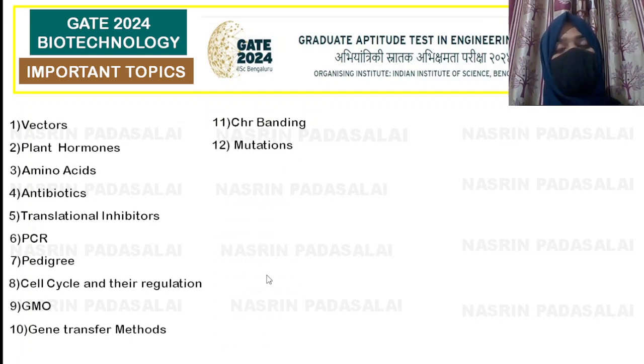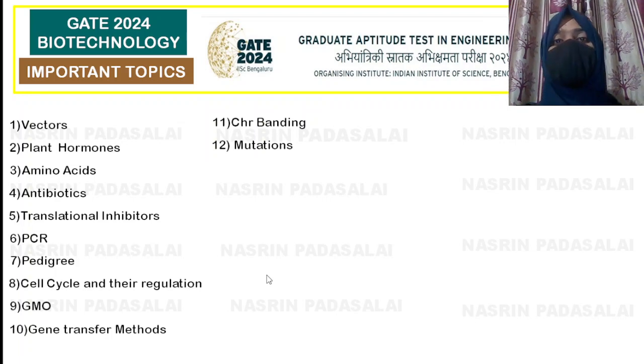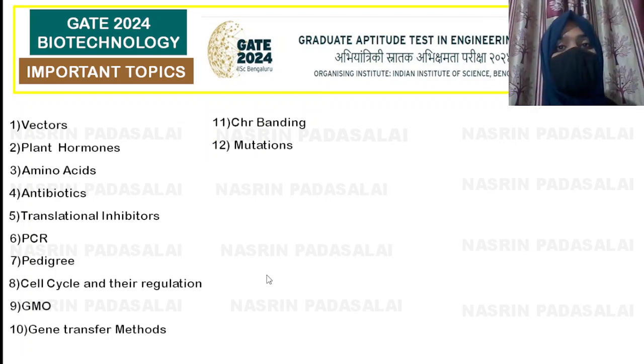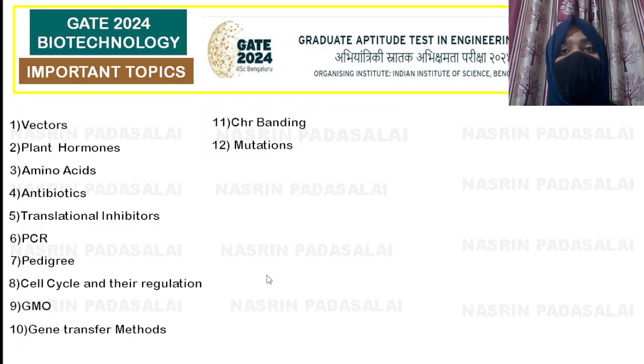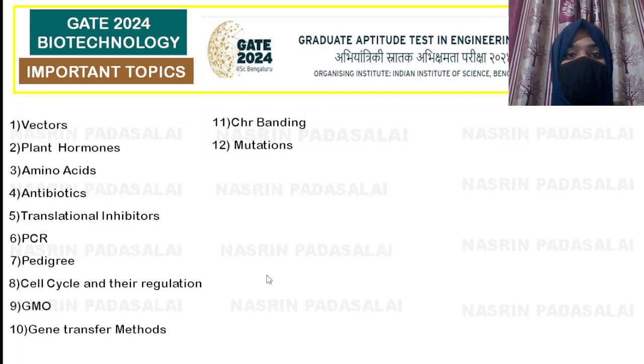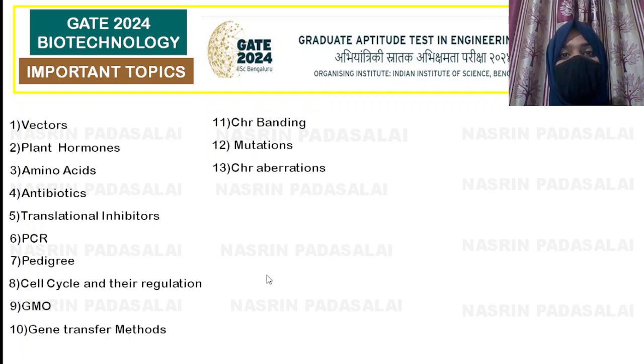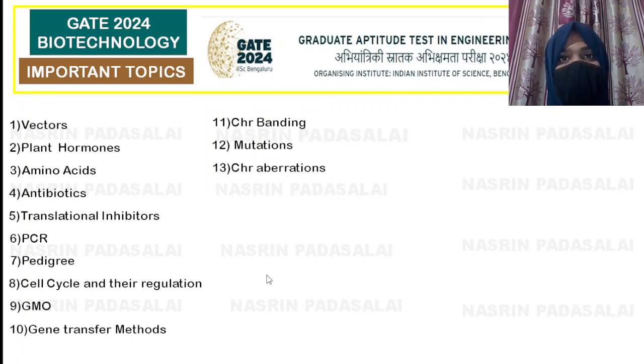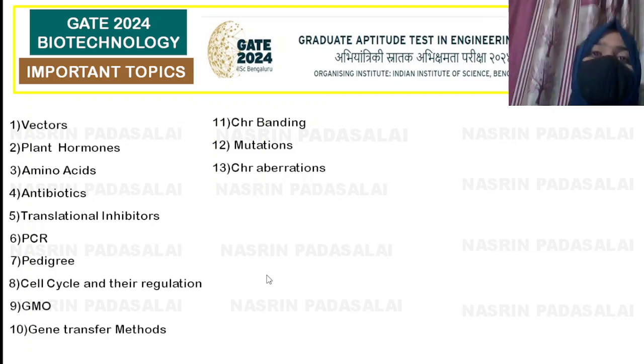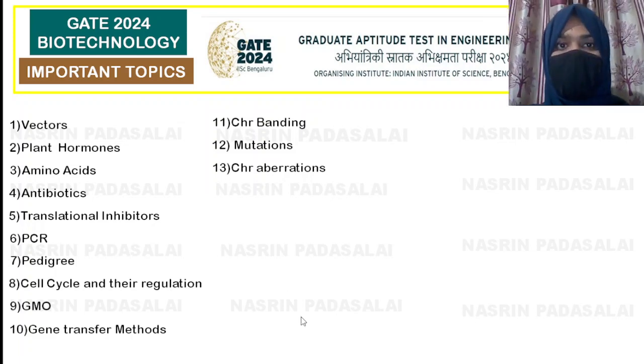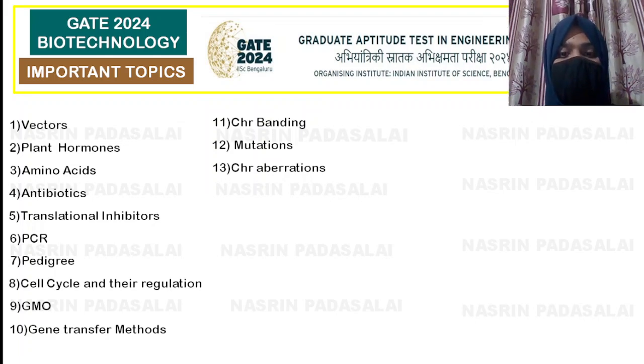Next is mutation. While studying mutation, you need to know about the Ames test. And also other things like transversion, transition, and all the chemical base analogs you need to study. Next is chromosomal aberration. Both single gene genetic disorders and chromosomal aberration, in the sense of euploidy and aneuploidy. You need to study the numerical as well as the structural. Both are important. Recently in GATE 2022 biotechnology, there was one question asked regarding structural chromosomal aberration. So don't skip that particular topic.